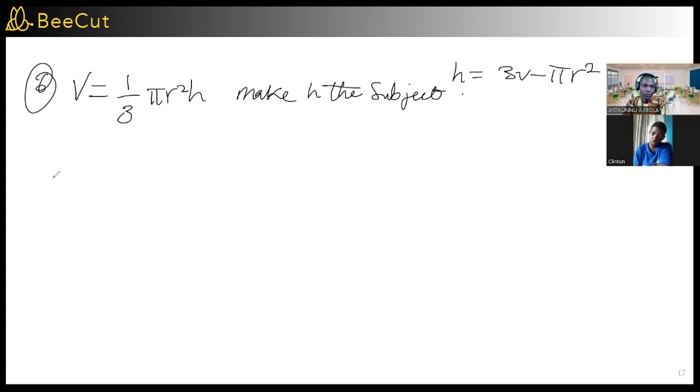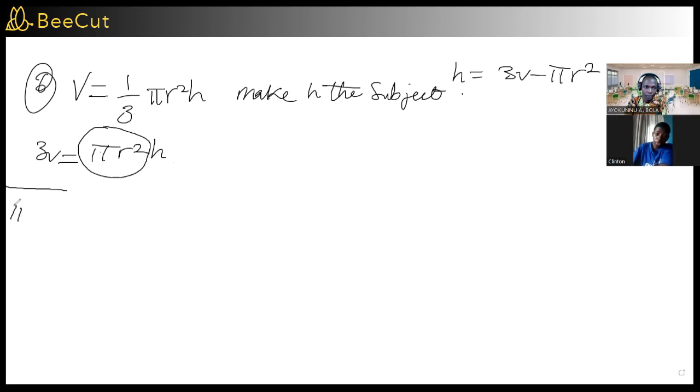Okay. Let's see. You know that we multiply both sides by 3, yes or no? Yes. We have 3v equal to pi r square h, right? Yes, sir. Now, in this case, what is the relationship between this pi r square and the h? Is it addition? Is it subtraction? Is it multiplication? Is it division? Multiplication. So what are we supposed to do? Divide both sides by what?